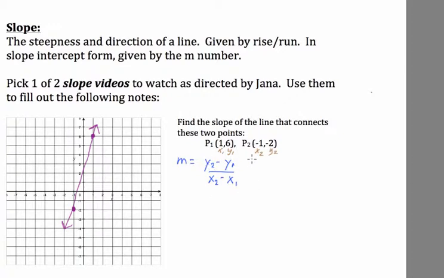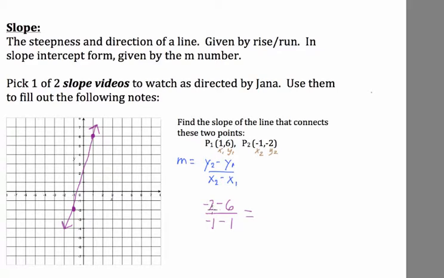So my y2, that's -2. You have to be very careful with negatives in this system. So I have -2, then I have a minus from my formula, and y1 is 6, divided by x2, which is -1. There's a minus from my formula, and then x1 is 1.